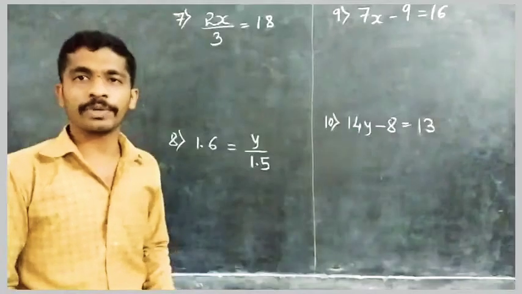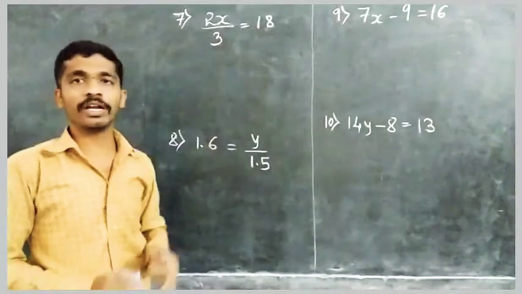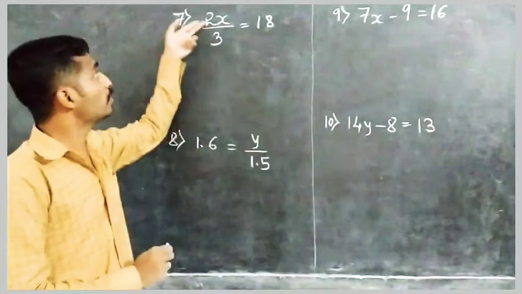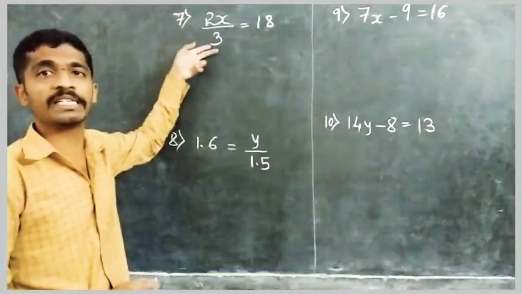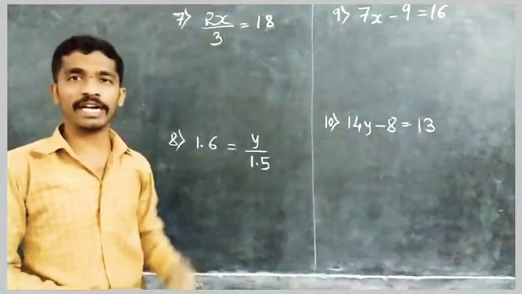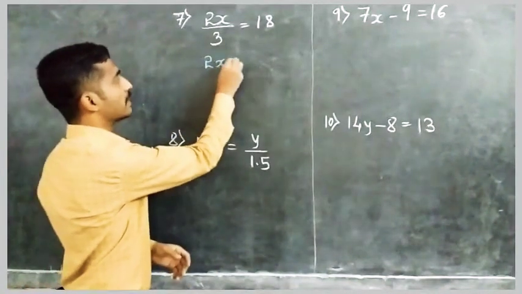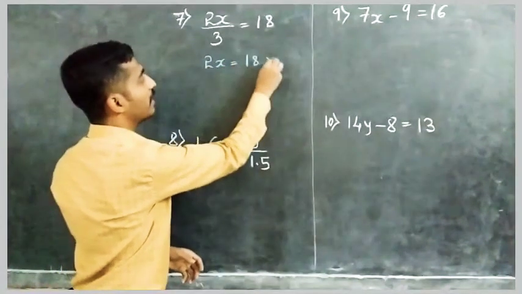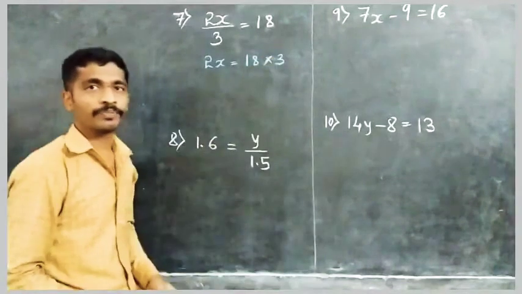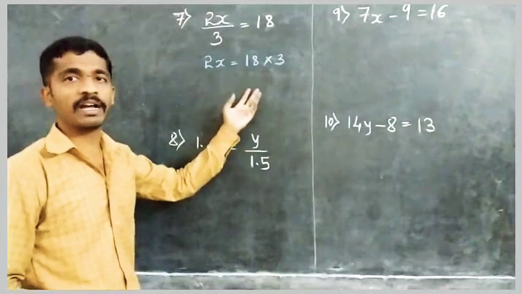Now in 7th question, here 2x by 3 equal to 18 is there. Okay. 2x by 3 means here it is dividing. So if it is divided, if I take to right side, it becomes multiplication. So 2x equal to 18 into 3. Okay, so here you can multiply it and you will get the answer.